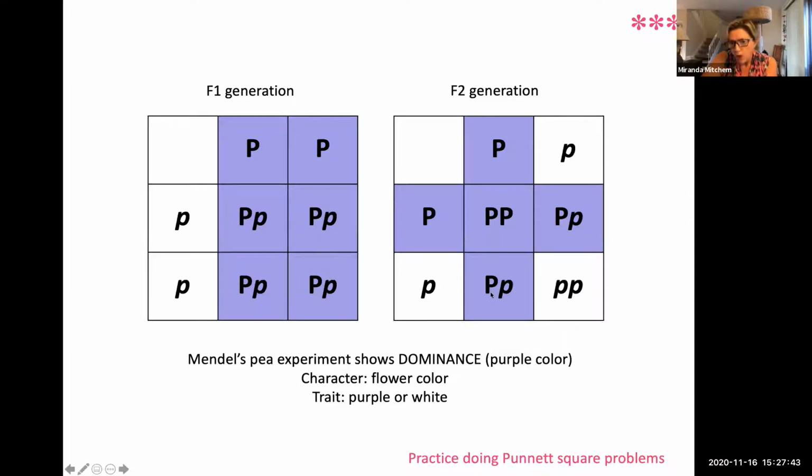So what Mendel was able to demonstrate in this simple experiment is the pattern of dominant inheritance. Simply put, one big P is enough. If we have one big P, we get the phenotype associated with that trait.